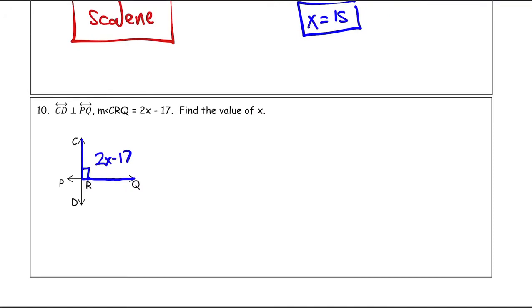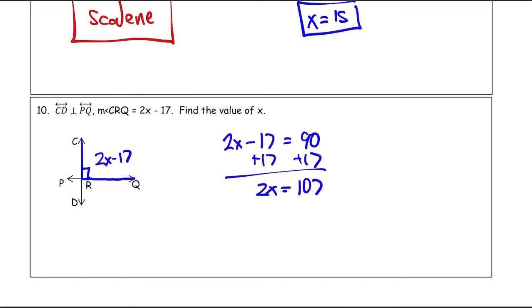This is a simple equation. 2x minus 17 equals 90. All right, 2x minus 17 equals 90. So I'm going to add 17 to both sides. 2x equals, what's that, 107? Divide by 2. Definitely going to want to calculate here if we get a decimal. If you divide that by 2, it's 53.5. Find the value of x.